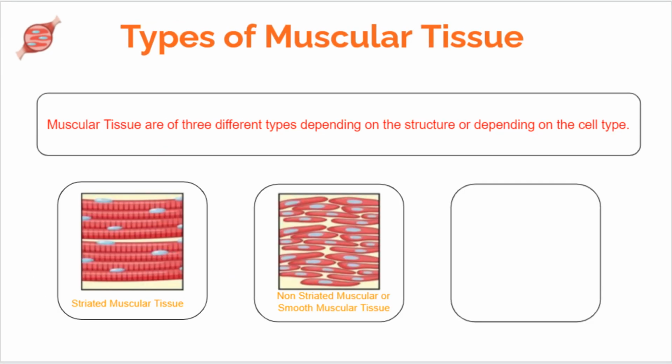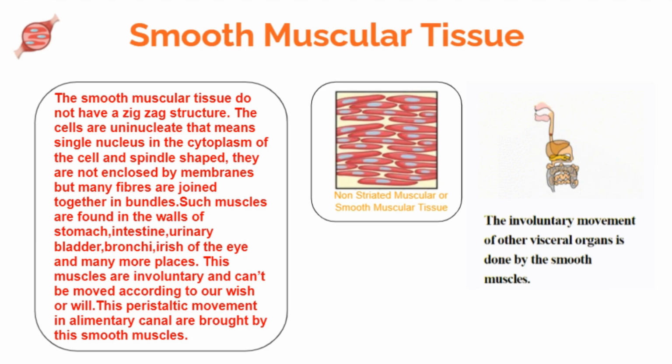The next type of muscle is the non-striated one, that is the non-striated muscles. They are also called involuntary muscles and smooth muscles because of their structure. In the previous type, as I have mentioned, there are zigzag patterns as seen under the microscope. But the non-striated muscles do not show this type of zigzag patterns and therefore are called smooth muscles. These muscle fibers are uninucleated, that means a single nucleus in the cytoplasm of the cell, and spindle shaped.